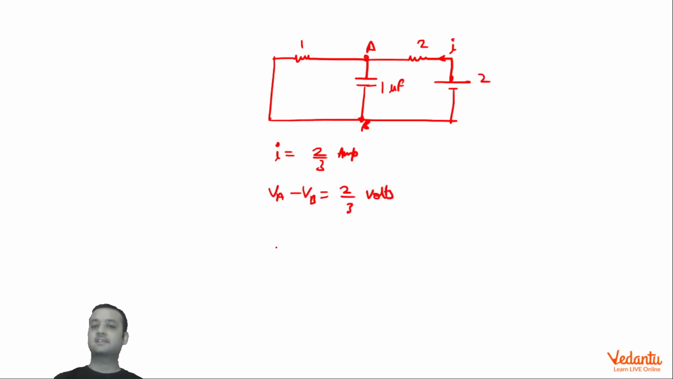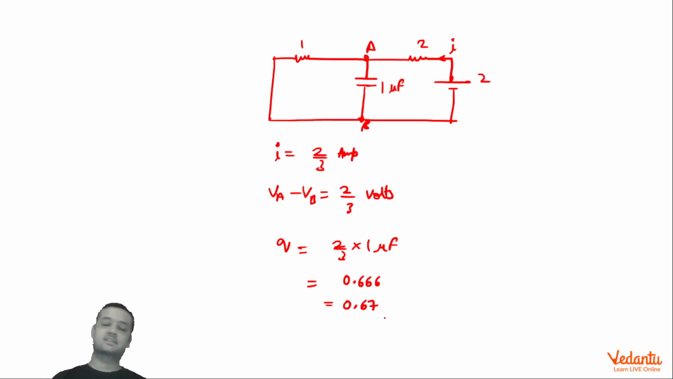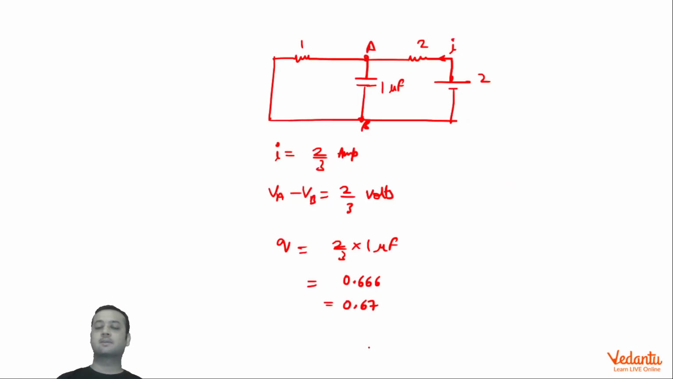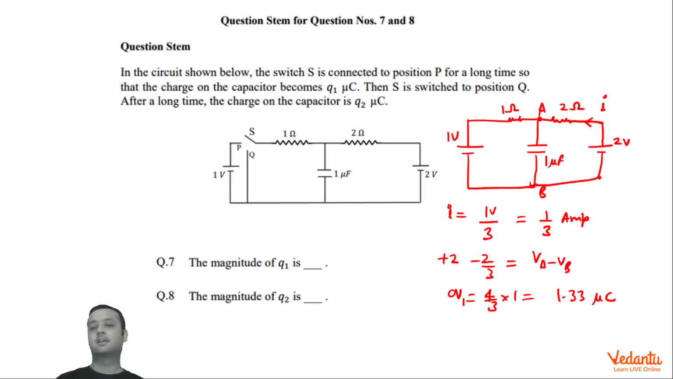Okay, hence we can say that Q on this will be 2 by 3 into 1 microfarad, which is nothing but 0.666, which can be truncated to 0.67. In this case, we were required to write the answer in 2 places of decimal. So the answer will become 0.67. Right, rounded, we were required to round off till 2 places of decimal.